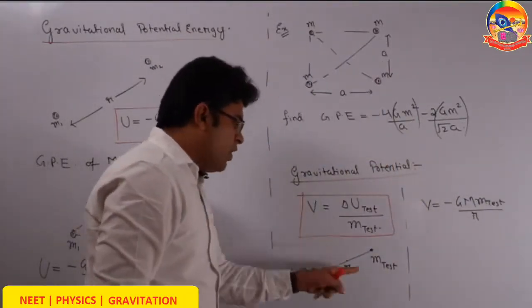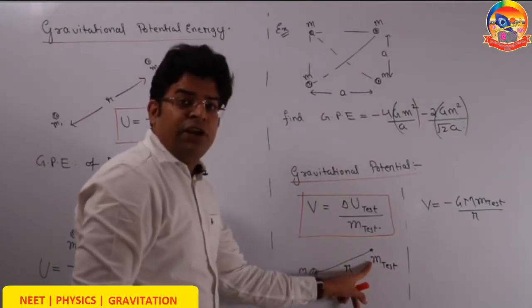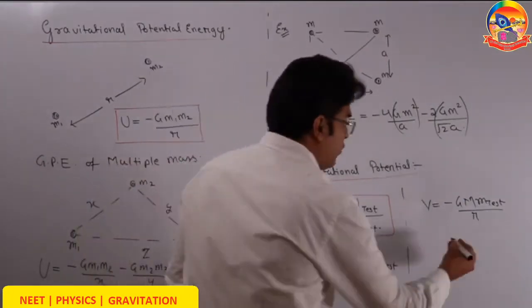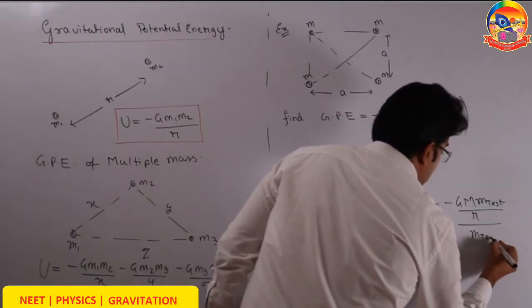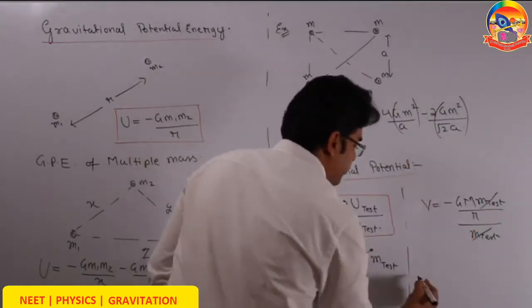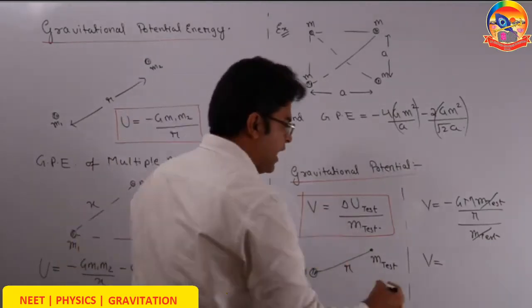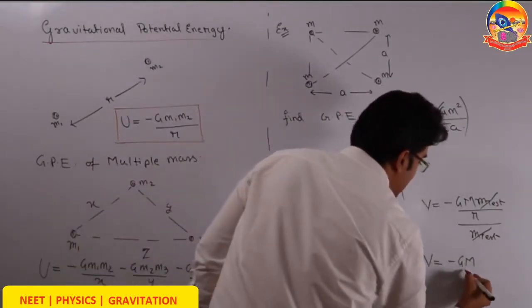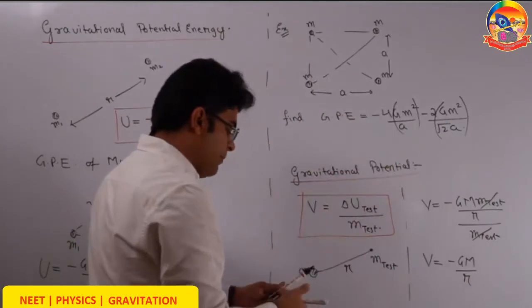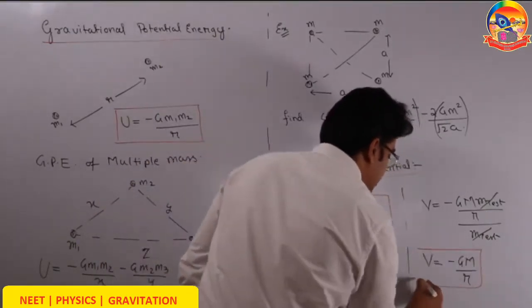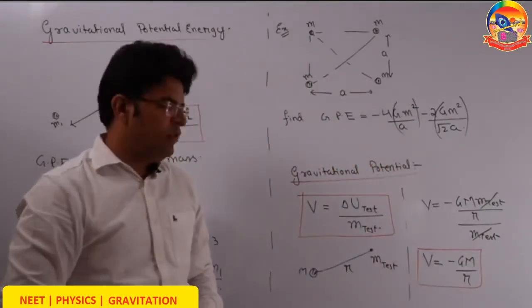The potential of this point is defined as the change in potential energy per unit test mass. So now you have to divide by the test mass, and the test mass gets cancelled. So, the gravitational potential because of a mass m at distance r is given as minus G m by r. Remember this: gravitational potential because of a mass m at distance r is minus G m by r.